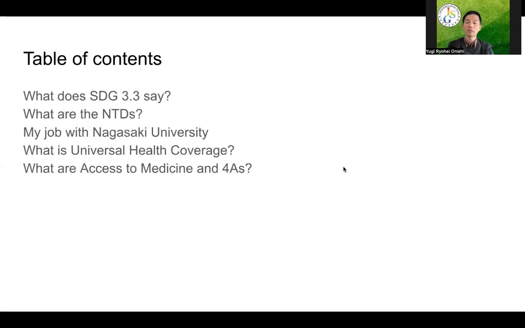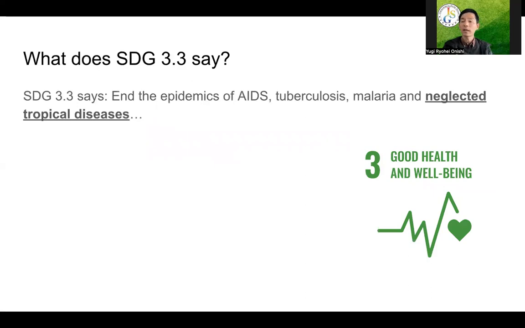This is a table of contents for today's video. First, I will talk about what SDG 3.3 says. Next, I will talk about what the NTDs are. Next, I will talk about my job with Nagasaki University. Next, what is universal health coverage, or UHC? And lastly, I will talk about what are the access to medicine and 4As. Okay, here we go. Now, this table of contents looks difficult, but I will explain one by one, so don't worry. Okay, let's start with the SDGs.